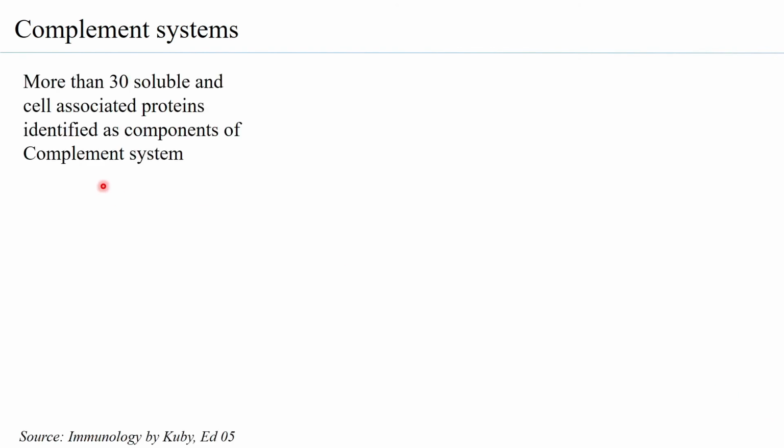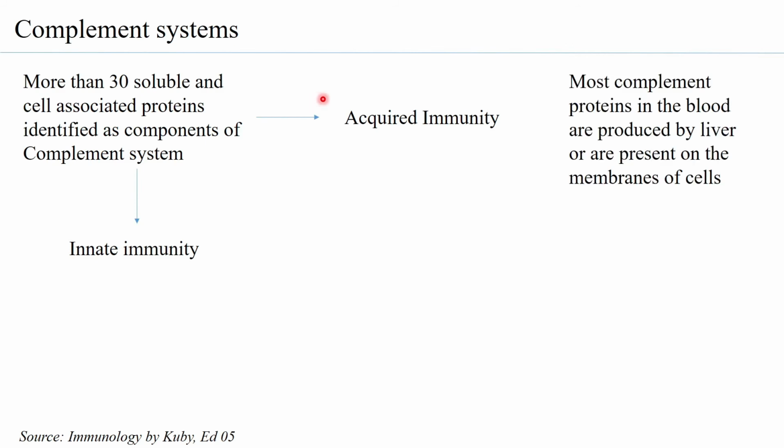Now, the complement system basically has more than 30 soluble and cell-associated proteins, and all of these are called complement, and they are denoted by C. So you have C1, C2, C3, and likewise. Now, they are definitely contributing to innate immunity, but they also contribute to acquired immunity. And most of these complement proteins in the blood are produced by the liver, or they are present on the membranes of cells.